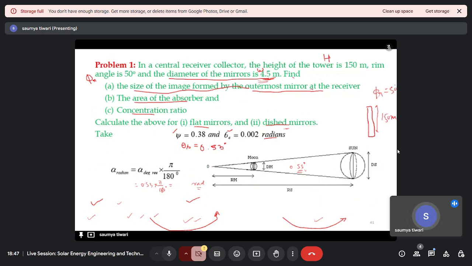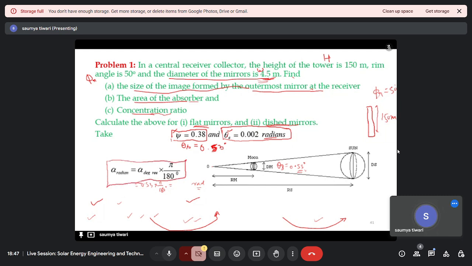So we have been asked about the size of the image, the area of the absorber, and then the concentration ratio. Assuming that in the first case the mirrors are flat mirrors, and in the second case the mirrors are disk mirrors. Okay, what else is given? The fraction of the ground covered by the mirror is given, and your theta e is given. This is the angular error, right? In radian it's given. We already know that theta s, the angle subtended by the sun onto the earth, is 0.53 degree, right? This value you need to remember. We also know how to convert degree into radian, right?